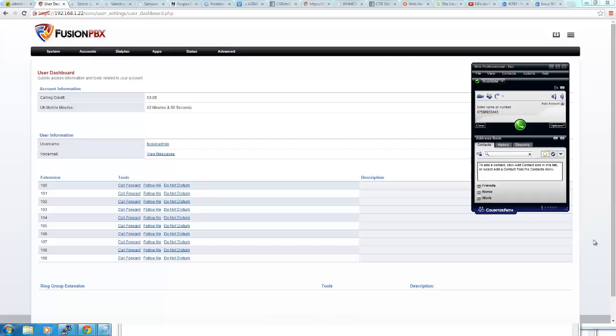So what we should have in front of us there is 3 minutes worth of calls, 2 minutes on the UK mobile minutes and 1 minute on the calling credit. But we're going to fire two calls up, so depending on how quick I get those two calls up, we should see them roughly getting 1.5 minutes each. So I'll start that up now.